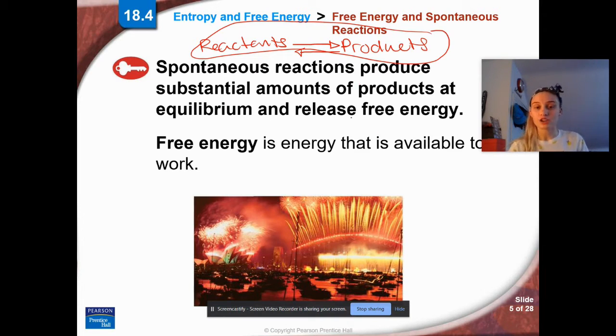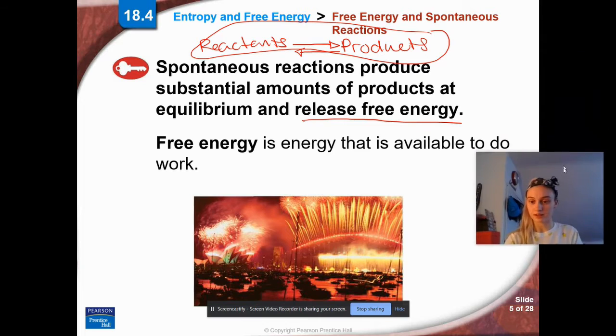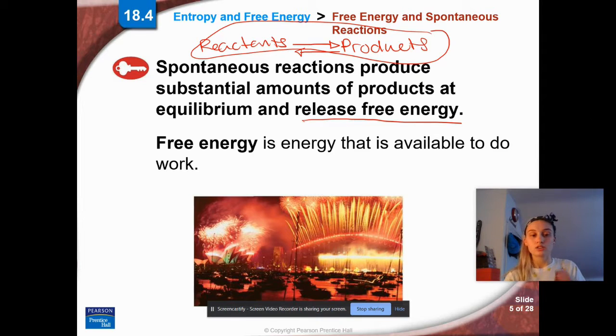Another thing spontaneous reactions do is they release free energy, okay? And so, my face is always in the way. Okay. So they release free energy, and what free energy is is just energy that's released by a reaction that is available to do work.